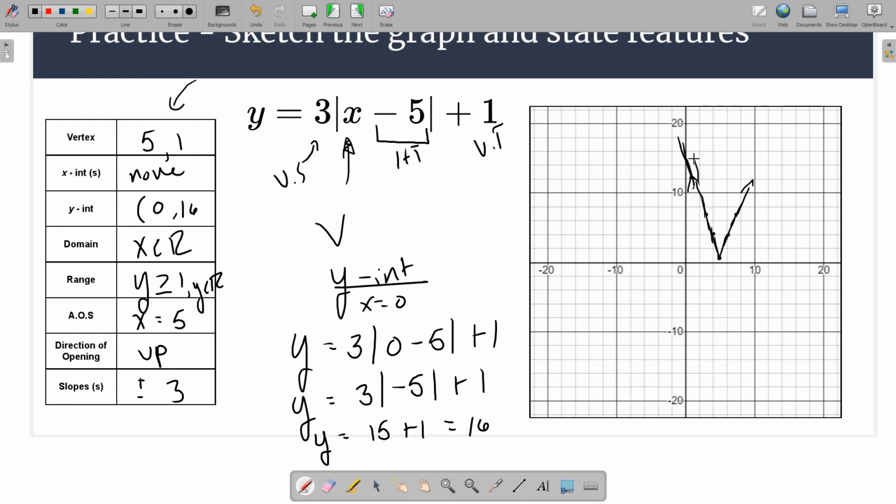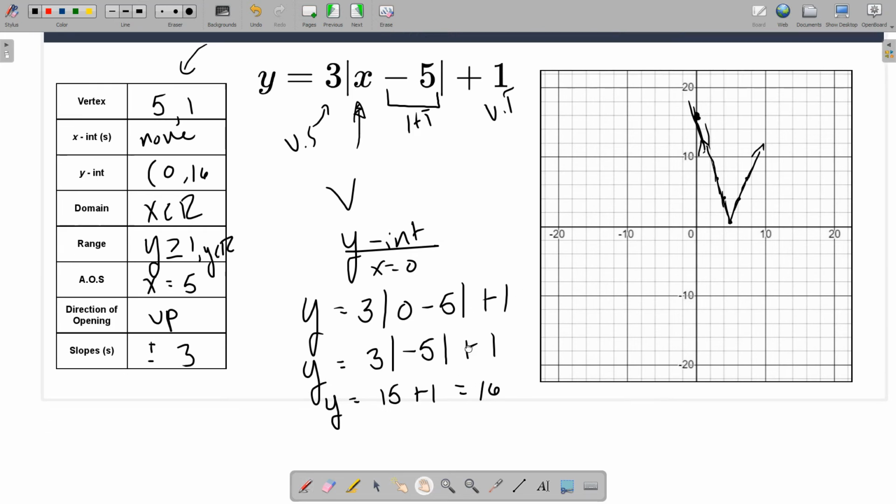And did I do a pretty good job there? I did an okay job. It should be hitting right there. Not the steadiest of hands.